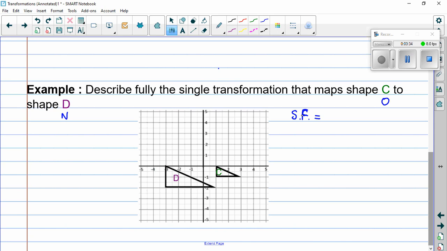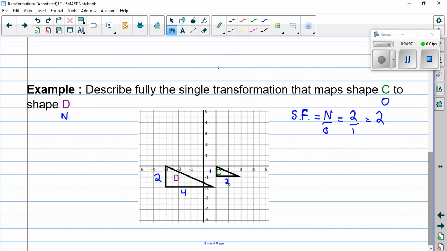So we need our scale factor, which is our new over our old. So we have to just pick out a measurement. So there's 2 and 1. So 2 divided by 1. So our scale factor here is 2. If we wanted, we could check any other sides that match. So our bottom, we notice as 4 on D, and C is 2. So 4 divided by 2 is indeed 2. So our scale factor is 2.